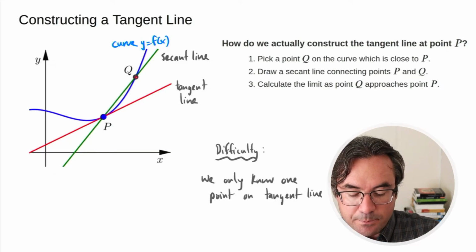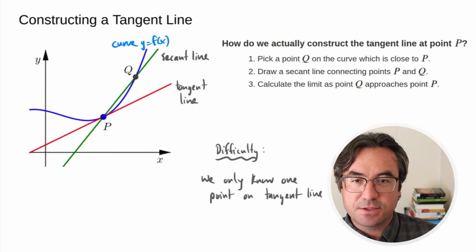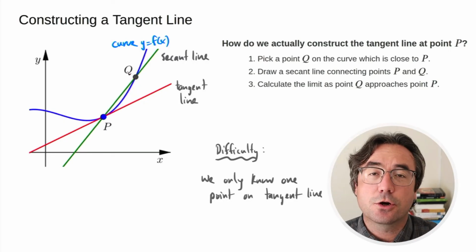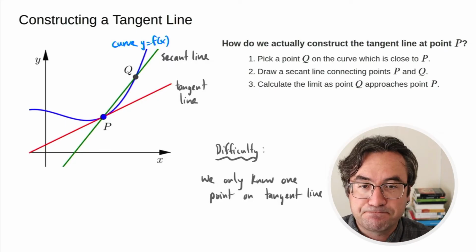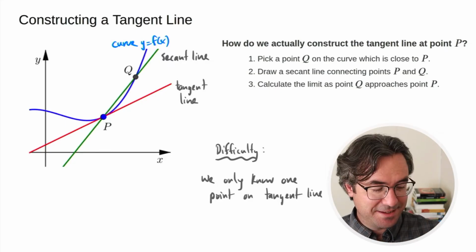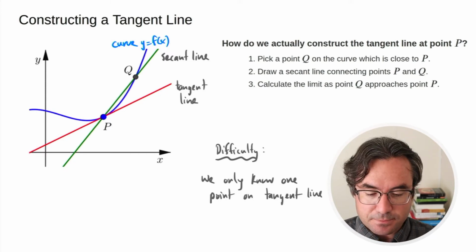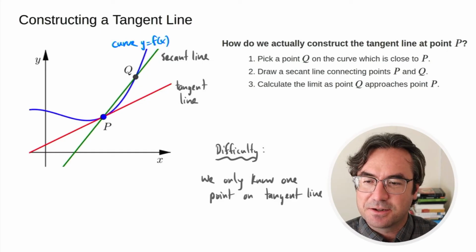Well, we pick a second point that sits on our curve, and then we imagine sliding that second point along the curve so that it gets closer and closer to point P. So let's see a little animation for how this would look. Bear with me for just one second here.